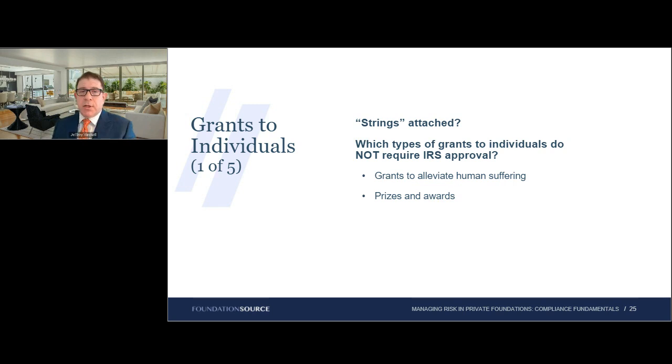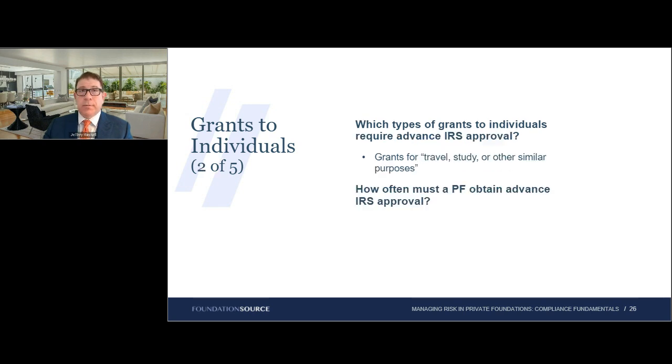So as long as the grantee isn't required to spend the grant funds in any particular way, the grant won't require IRS approval. The Internal Revenue Code provides that any grant to an individual for travel, study, or similar purposes, that's the key phrase in the code, will be a taxable expenditure unless the IRS's approval is obtained prior to making the grant. The Code elaborates a bit on what is meant by travel, study, or other similar purposes, and tells us that there are a few specific types of grants to individuals that require advance IRS approval.